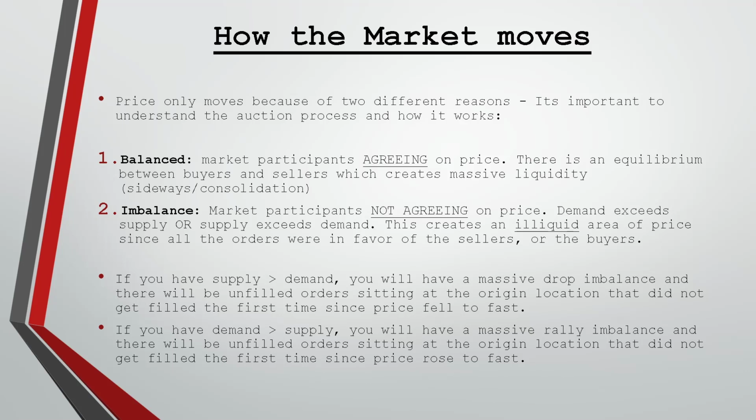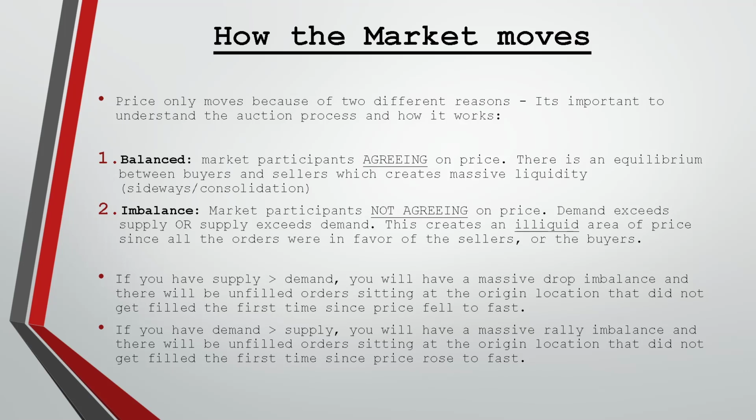So an imbalance occurs because of illiquid areas. Either the buyers are agreeing on this price or the sellers are agreeing on this price. They are not in equilibrium with each other, and you basically have everyone going one way on the same side. So if you have supply that exceeds demand, you're going to have a massive drop in price. There are going to be unfilled orders sitting at the origin location that did not get filled the first time because price fell too fast from that location.